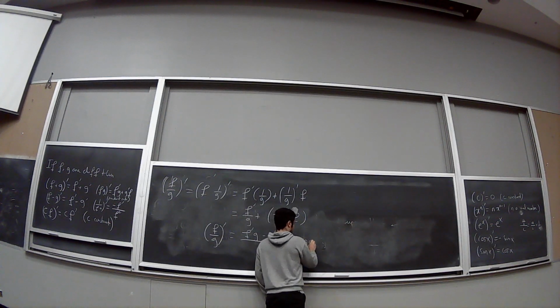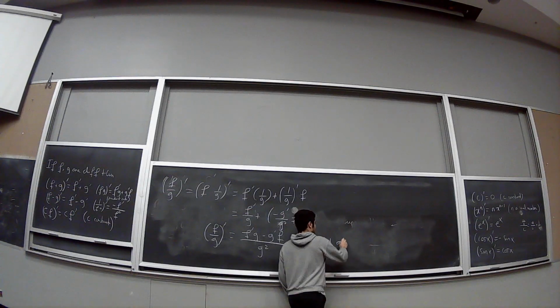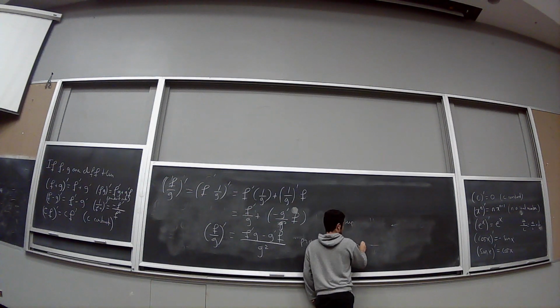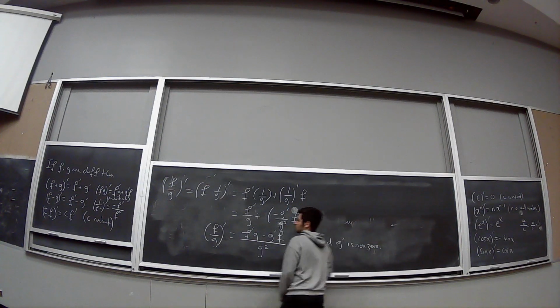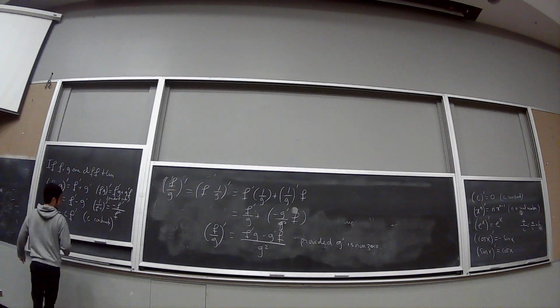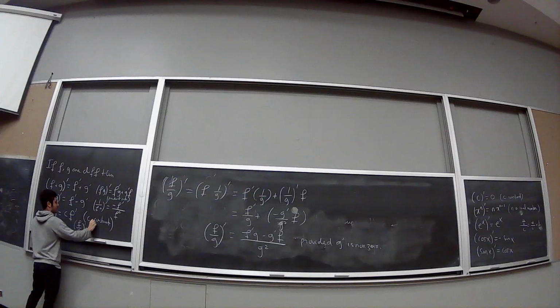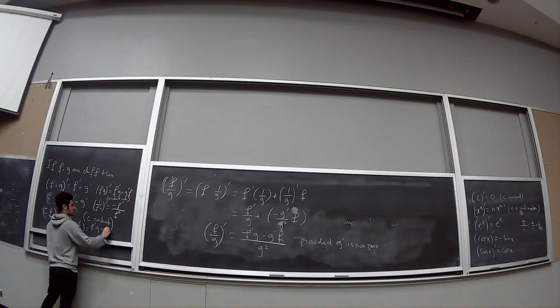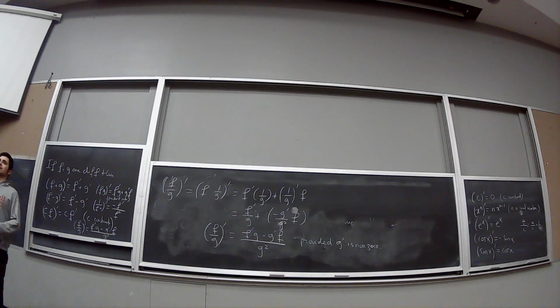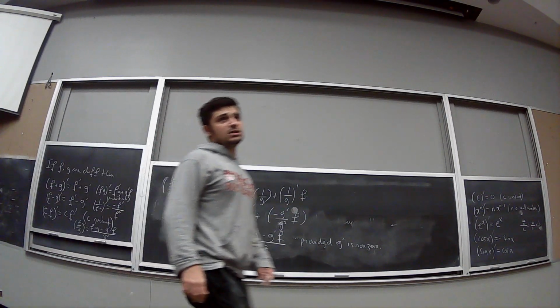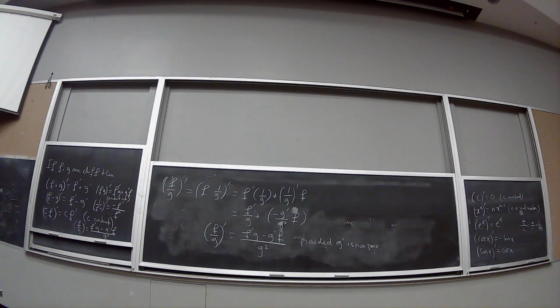Provided g is non-zero. Okay? This is called the quotient rule. I'll write it here. f over g prime is just f prime g minus g prime f over g squared. Sorry if you can't read that. All of these formulas you should have memorized. We will do some practice questions, and after the practice, you will definitely have them.